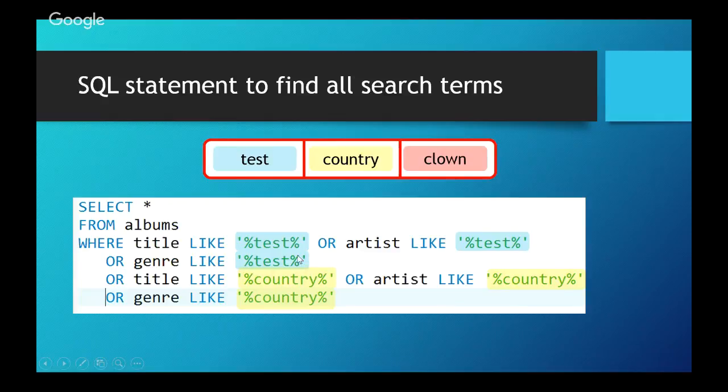And then if there are additional terms, then we have to do it all over again. So we add in an or, and then we do it all over again. Okay, so let's build that part now.